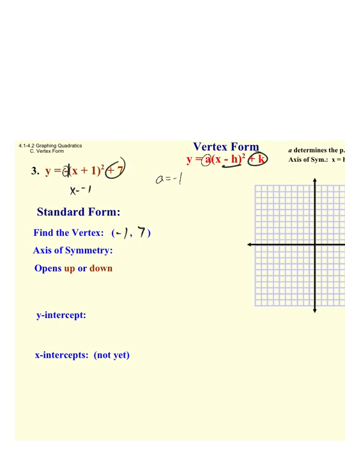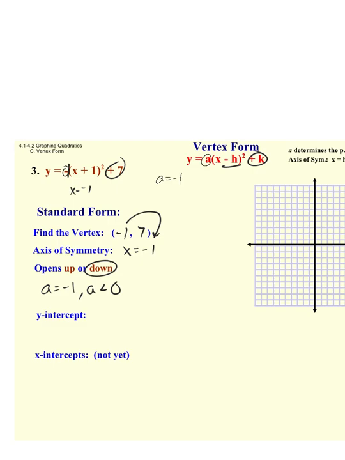So that's our vertex, which means our axis of symmetry is x equals -1, since it's just x equals whatever that x value is. Now, in terms of opening up or down, a equals -1 here, which of course means a is less than 0. So this opens down because the a term is negative.